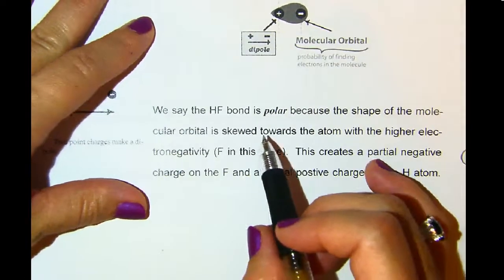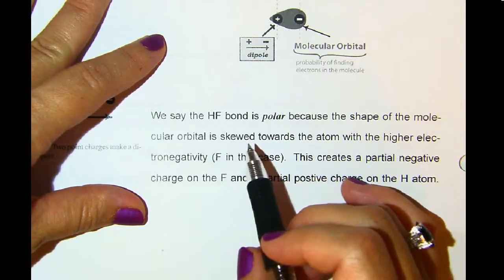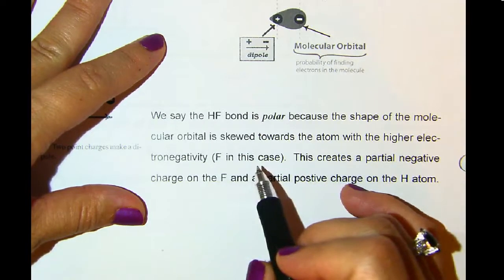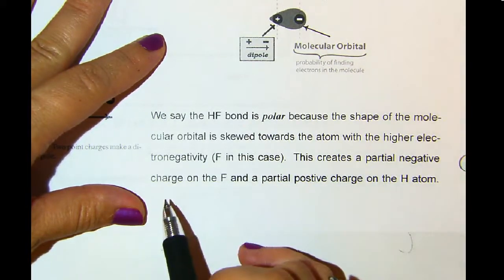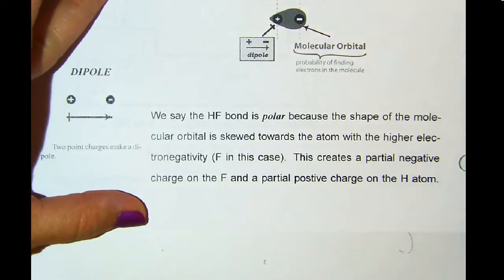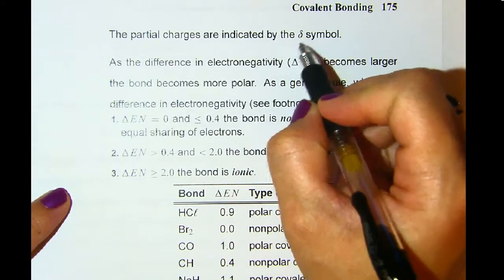We say the HF bond is polar because the shape of the molecular orbital is skewed towards the atom with the higher electronegativity, fluorine in this case. This creates a partial negative charge on the fluorine and a partial positive charge on the hydrogen. The partial charges are indicated by this lowercase delta symbol.